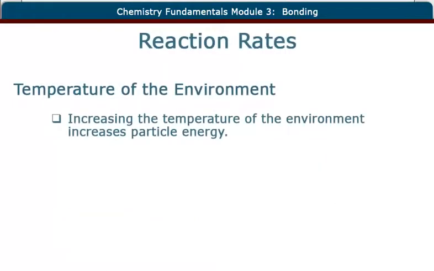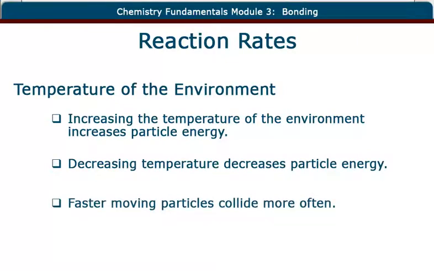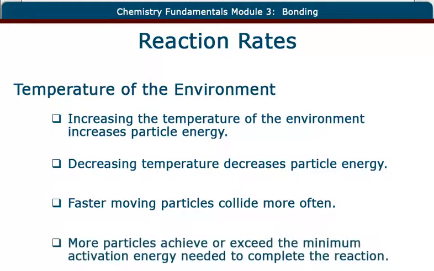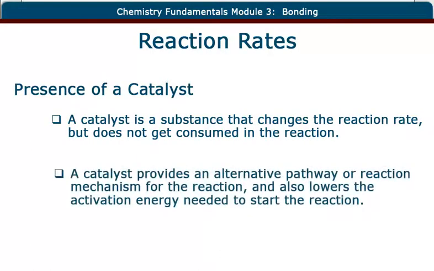Increasing the temperature of the environment increases particle energy. Decreasing temperature decreases particle energy. Faster moving particles collide more often. Therefore, more particles achieve or exceed the minimum activation energy needed to complete the reaction. A catalyst is a substance that changes the reaction rate, but does not get consumed in the reaction. A catalyst provides an alternative pathway or reaction mechanism for the reaction, and also lowers the activation energy needed to start the reaction.